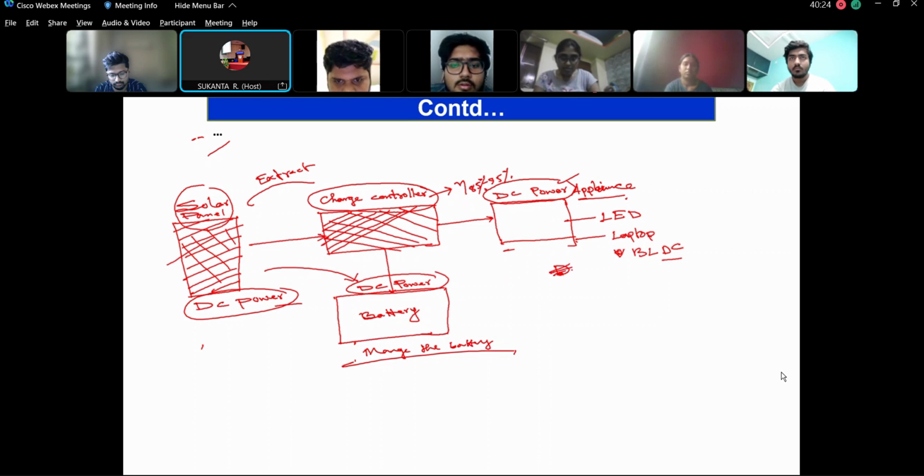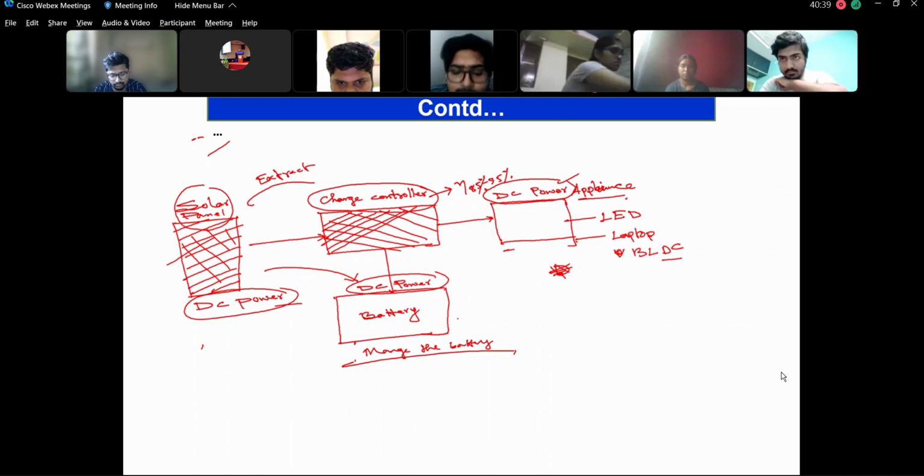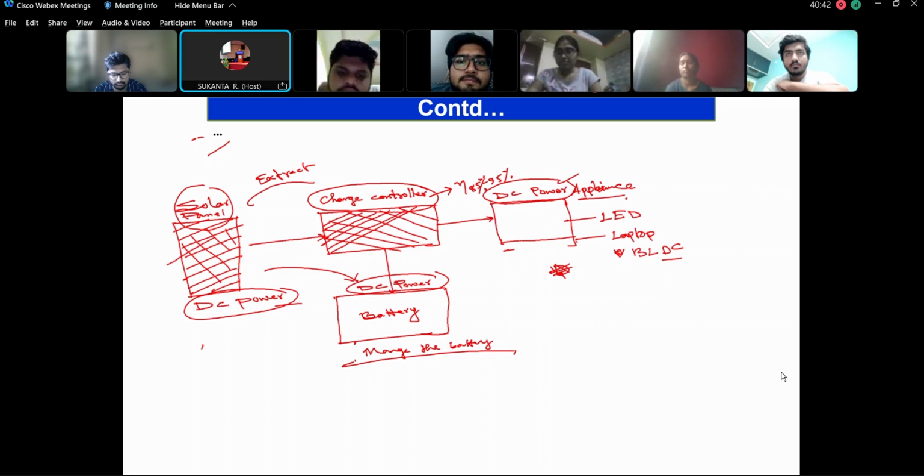It is also recommended to use DC based appliances. Then we'll get more efficiency. More efficiency means the power consumption by those appliances will be less.